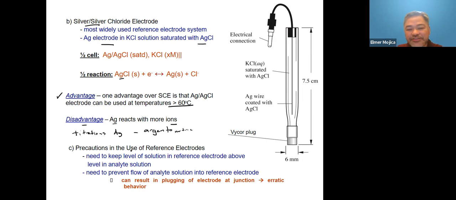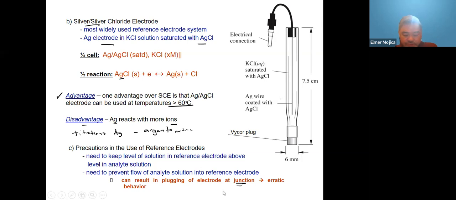Now, the precautions that you have to use in the reference electrode is you need to keep the level of solutions in the reference electrode above the level in the analyte solution. So dapat nakalubog, okay, doon sa analyte solution mo. And as much as possible, you need to prevent the flow of the analyte solution into the reference electrode because ang mangyayari dito, maapektuhan yung junction. It can result in the clogging at the junction, which gives you an erratic behavior.